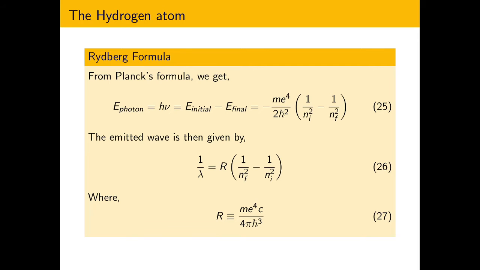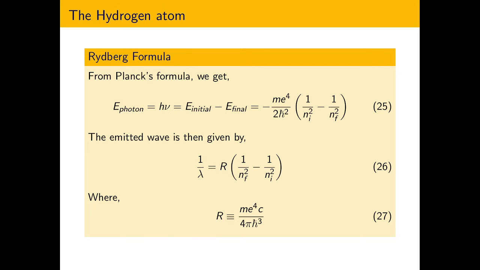So we have Planck's formula, and the emitted wavelength is then given by 1 by lambda equals R times (1 by nf squared minus 1 by ni squared). We are essentially just getting it from the basic frequency to wavelength relation here, so it's not a huge calculation. You can try that yourself. Where R is m e power 4 c by 4 pi h cube. So what is this called? This is the infamous Rydberg formula for the spectrum of hydrogen.